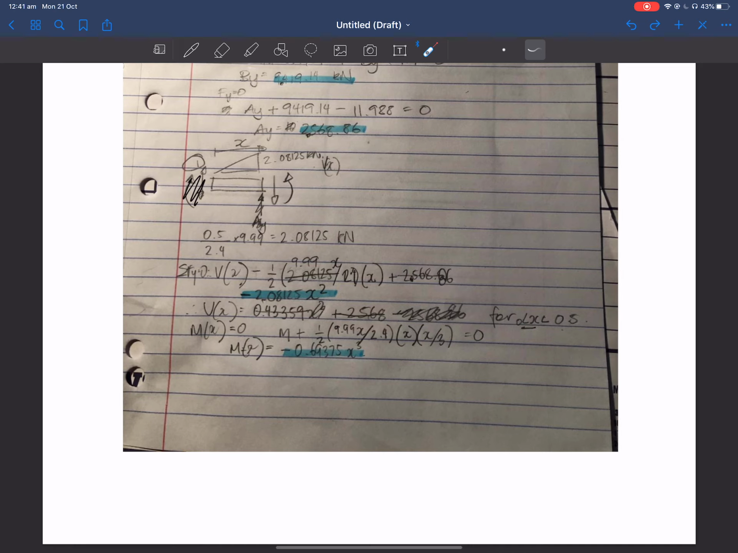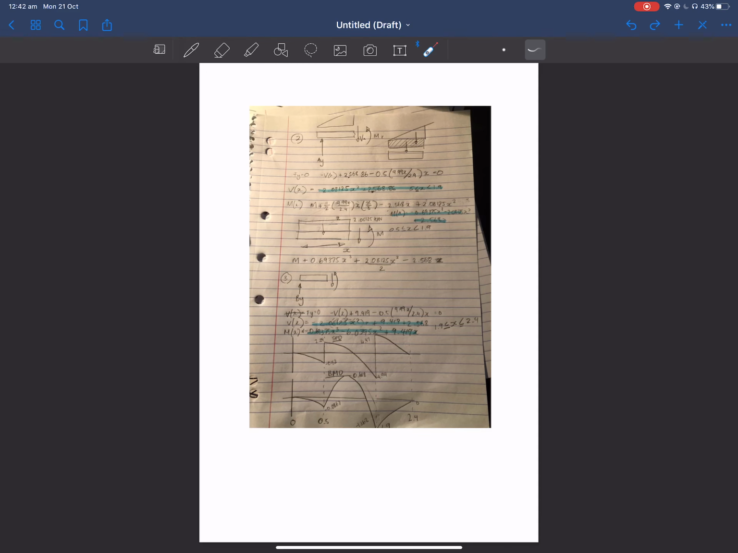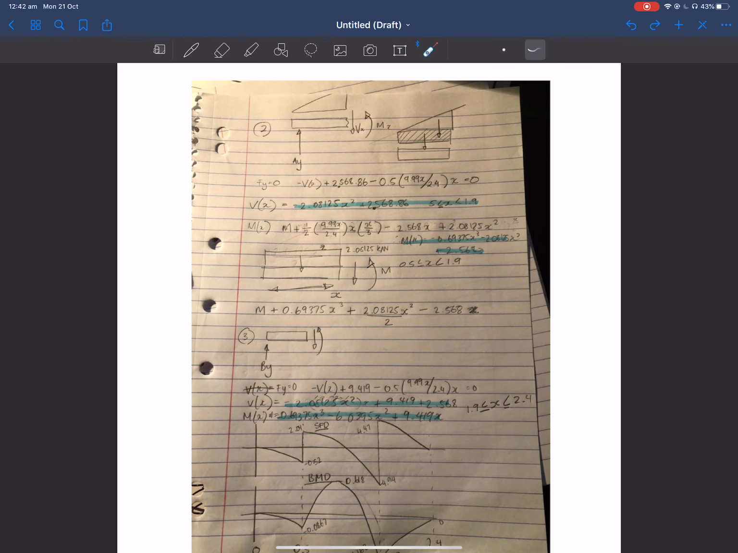And for the bending moment diagram, it's essentially the same thing except with moment. And the formula here had three x's, so it turned out to be a negative 0.69375 x cubed, with this being the formula for the triangle and the distributed load. And this is basically just for the other parts.